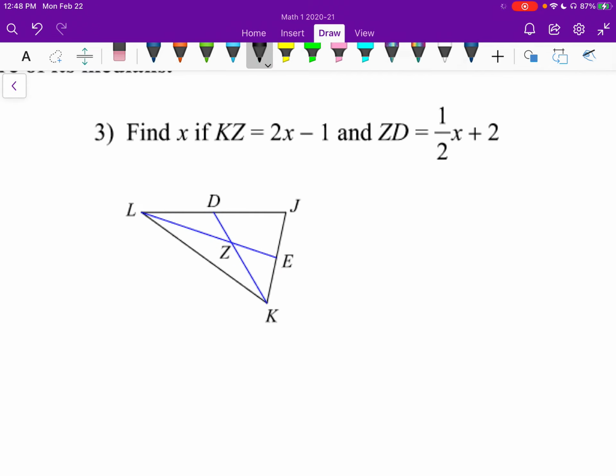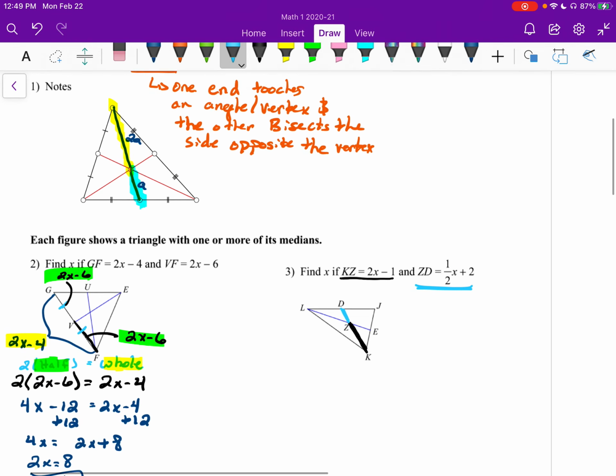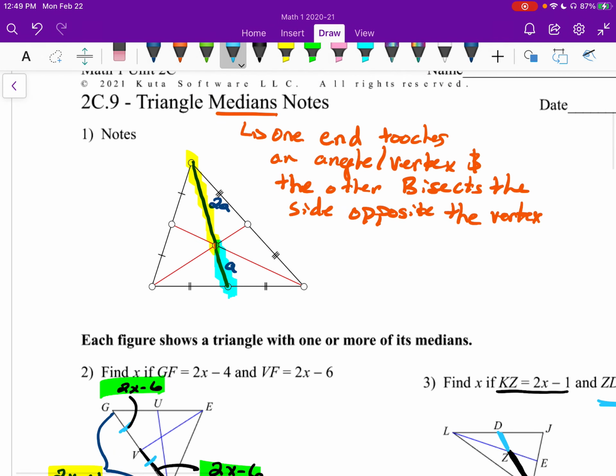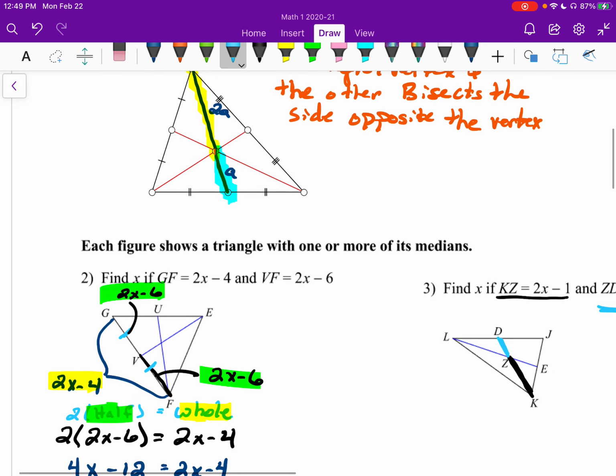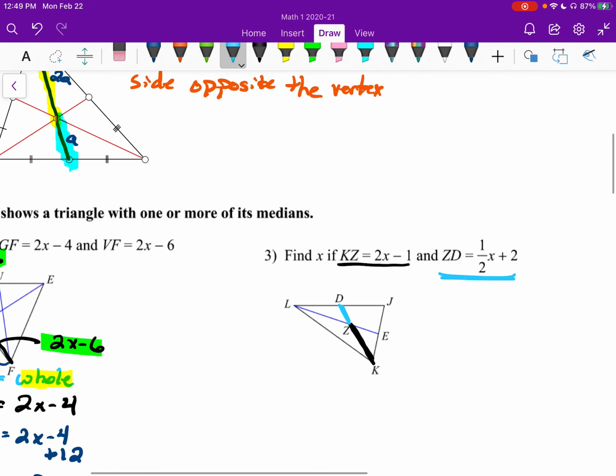We have KZ, that's this here, and I'm just going to outline it in black, and I'm going to underline that so we know which is what. And then we have ZD. ZD is going to be this piece there. Well, this doesn't actually deal with the sides of the triangles. It deals with the median and how it's cut in the middle of it, right? So we're actually going to use the piece with the 2A into the A. So how do we want to solve that?